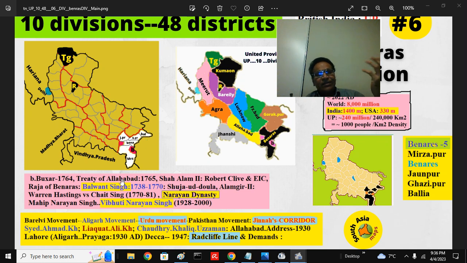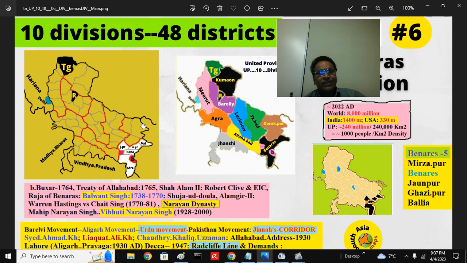Annexation of the Benaras regions by the Governor General Warren Hastings, Chait Singh, the Maharaja Narayan dynasty, and final Maharaja Vibhuti Narayan Singh, who passed away in 2000, he was the one who signed the instrument of accession, accessing the Benaras princely state to the United Province later. Princely state is a very small part. Benaras district is very different. Benaras division is much more. All support the same region.